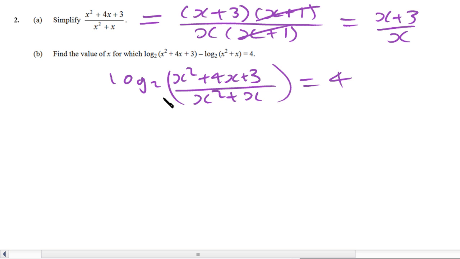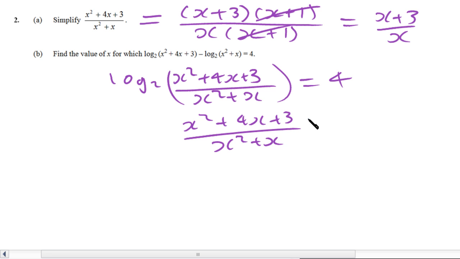Raise both sides to the power of 2 to get rid of the log, as a power of 2, so we get x squared plus 4x plus 3 all over x squared plus x, and that is equal to 2 to the power of 4. Just think to yourself when doing these questions, you've got this as a power of 2, that means that cancels out with that, and this as a power of 2 when you raise both sides as a power of 2. Okay, that is the inverse function of log to the base 2. Back to the question.